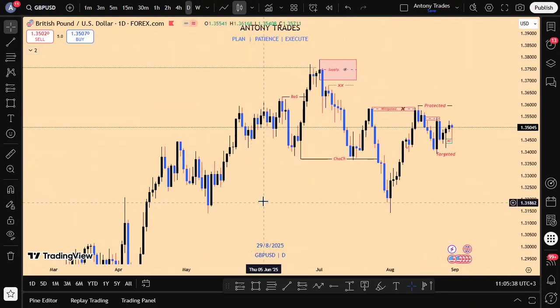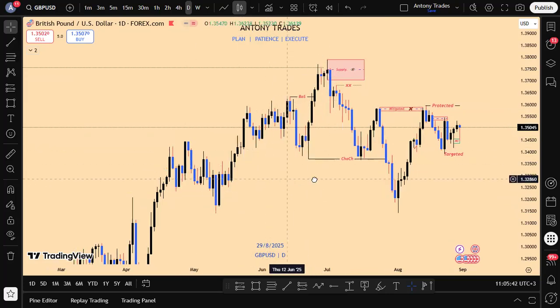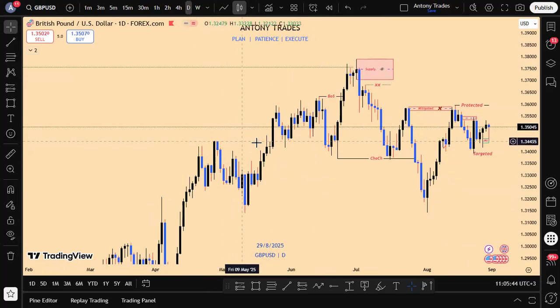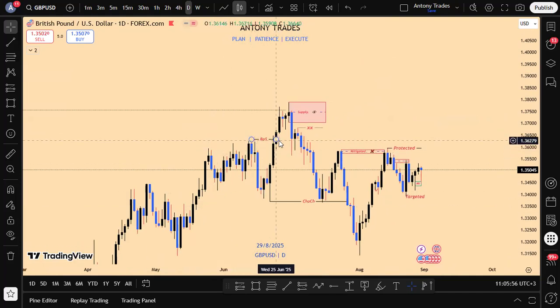If you can now look at this area, you see we have a break of structure here. This break of structure is valid since it had swept this low here. It induced this low, then went ahead and broke the structure. So this is a valid break of structure. Also, this is a valid break of structure. This one is not valid, since it had not swept any liquidity.